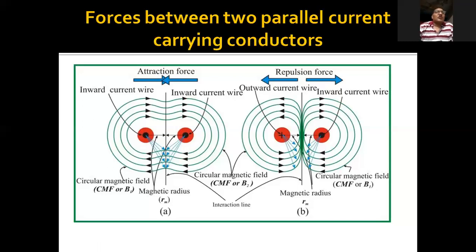By the right-hand rule, you can tell the direction of the magnetic field around conductor number one. And you can also predict the direction of the magnetic field lines around conductor number two. Because the current is coming out of the page, if I apply the right-hand rule, I know the direction of the magnetic field should be anti-clockwise. And the direction of the magnetic field here should also be anti-clockwise.